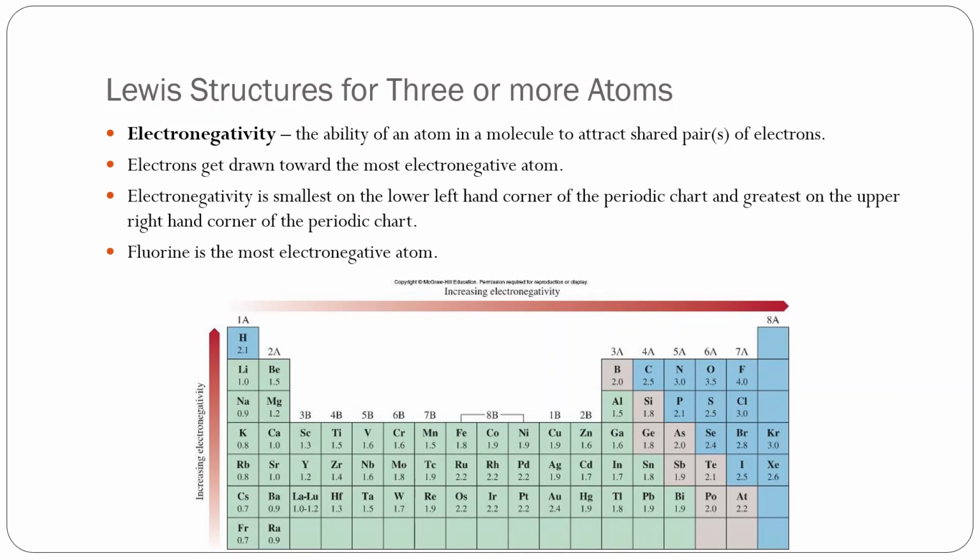Before moving to Lewis structures for 3 or more atoms, a brief word on electronegativity, which will appear later in our lecture. Electronegativity is the ability of an atom in a molecule to attract shared pairs of electrons. In other words, electrons get drawn towards the most electronegative atom. Electronegativity is smallest on the lower left-hand corner of the periodic chart and greatest on the upper right-hand corner of the periodic chart. Fluorine is the most electronegative atom.